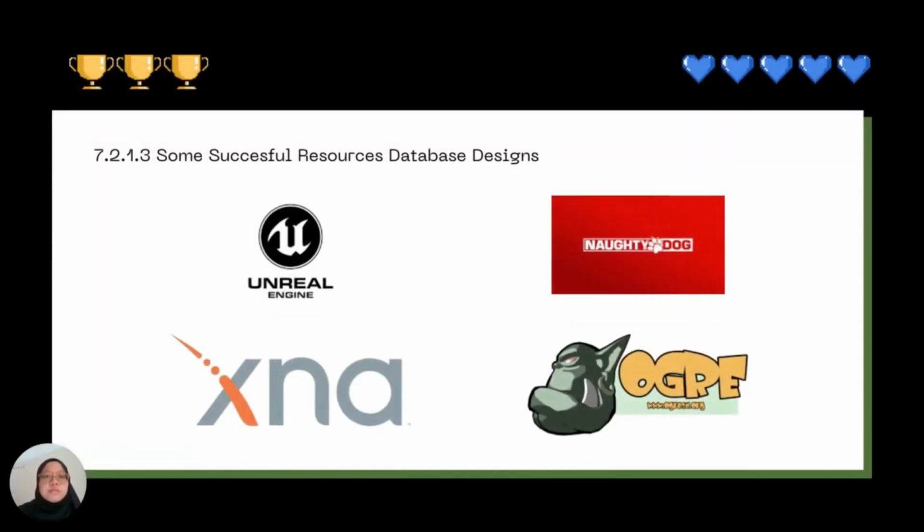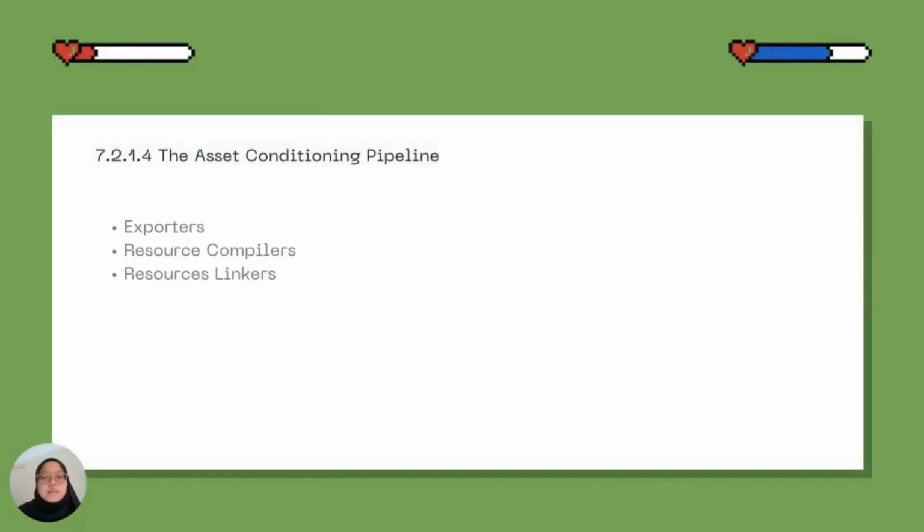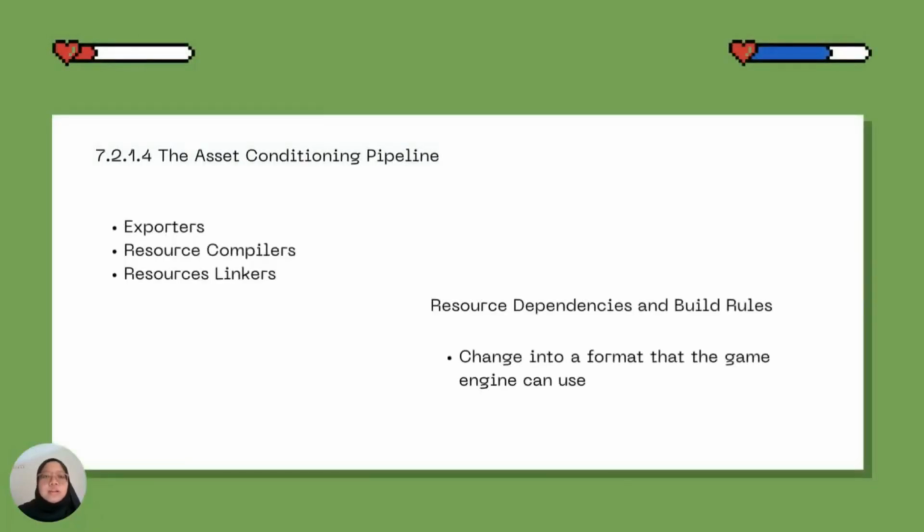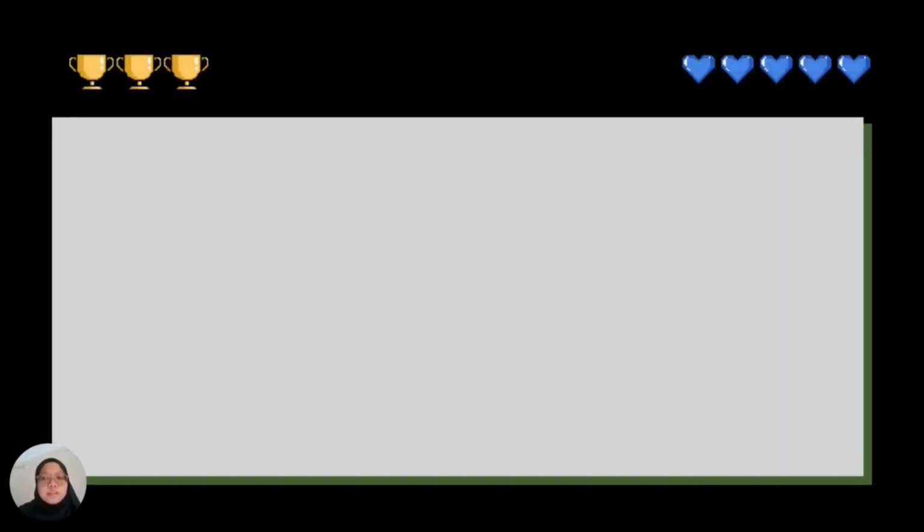And then we move to some successful resource database designs. Here we have Unreal Engine 4, Naughty Dog, Microsoft XNA, and also Ogre Resource Management. And then we go to the asset conditioning pipeline. It must have exporters, resource compilers, and also resource linkers. So resource dependencies and build rules can change into a format that the game engine can use.